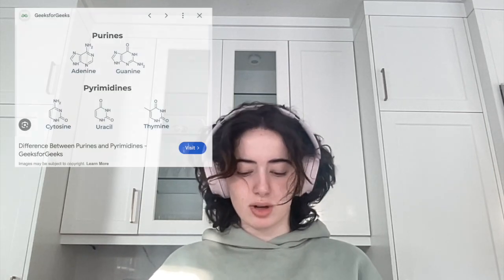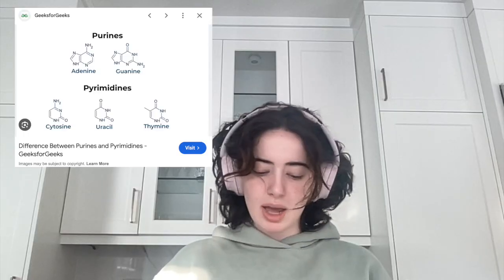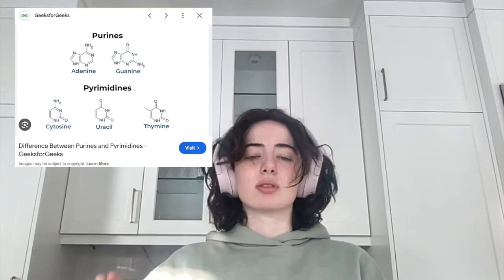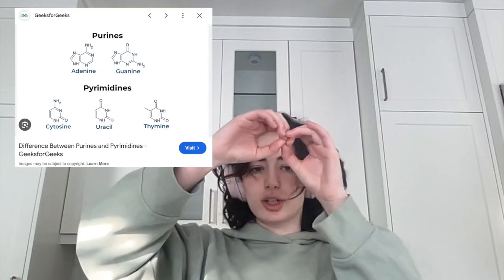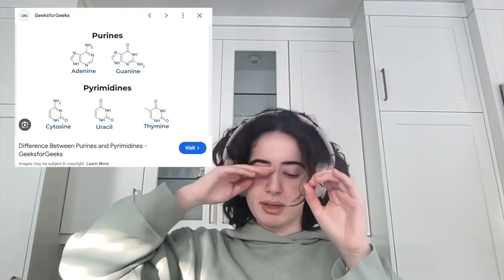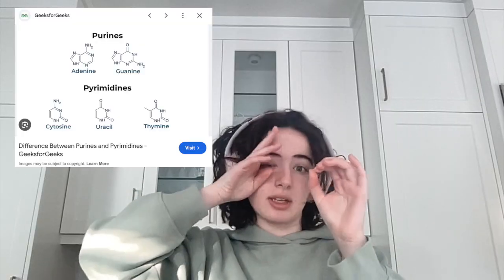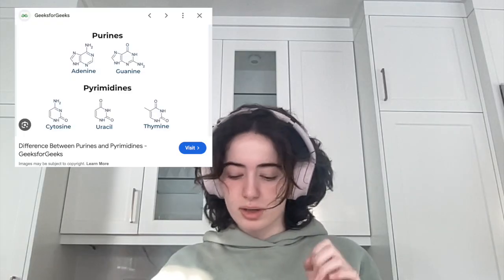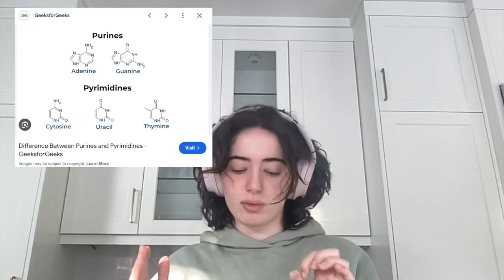There's purines, which are adenine and guanine, and there's pyrimidines. Purines will have a double ring structure, and then pyrimidines will have a single ring structure, and these single ring structure ones are cytosine or uracil in RNA, or cytosine and thymine in DNA.